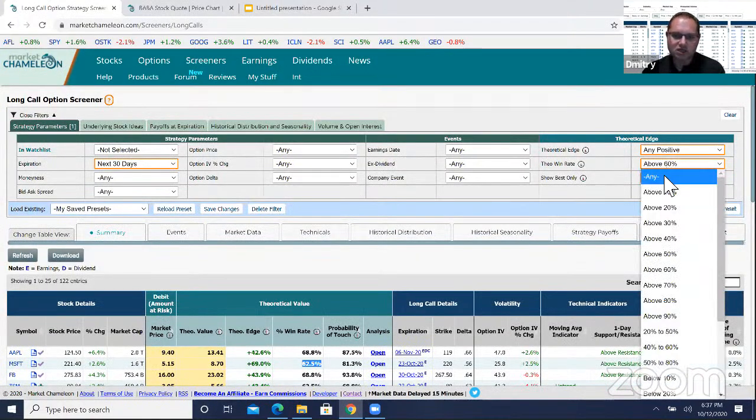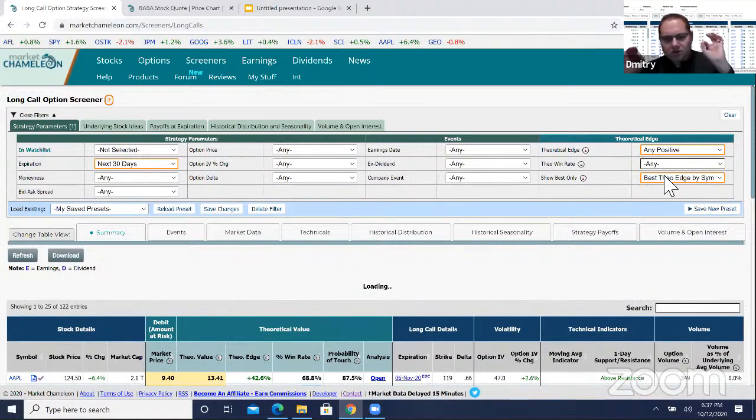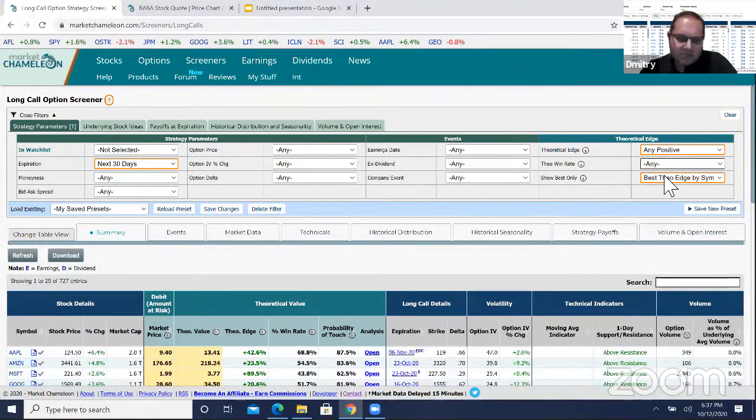I'm going to uncheck this. So another thing we could look at, and really quickly, unless there's questions on my filters, I'm going to clear out all the filters and do a completely different screen.